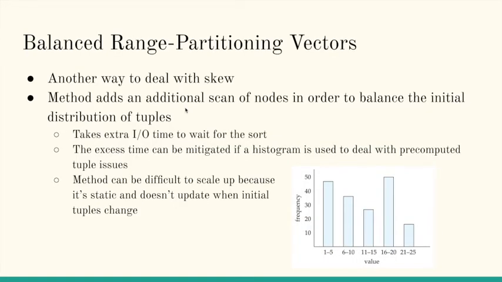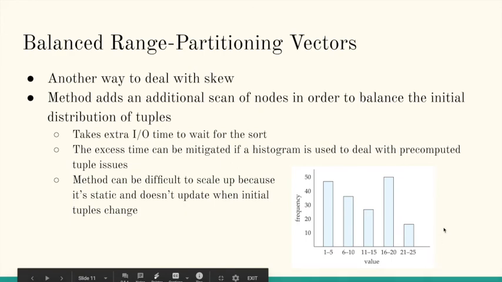Balanced range partitioning vectors are another way to deal with skew. With this method, you add an additional scan on the nodes in order to balance the distribution of tuples to each node. This takes extra I/O time because you have to wait for it to sort initially. This can be mitigated if a histogram is used and the issues are pre-computed so that you know what things need to be moved around ahead of time. This can be difficult to scale up because it's hard to know how many things are going to need to be changed.